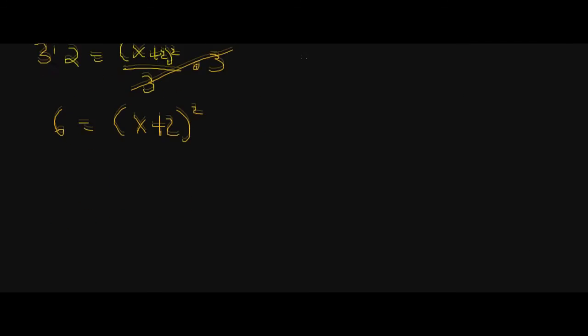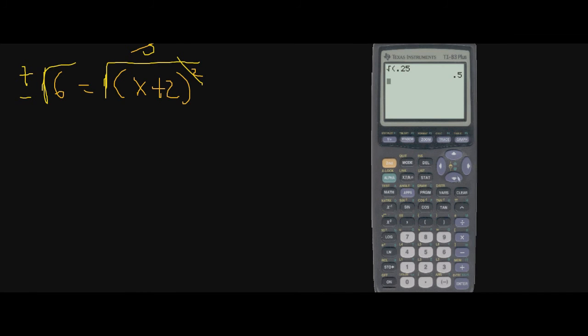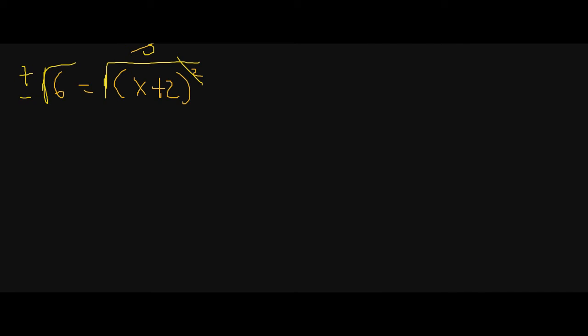Okay. Now that we've done that, we can go ahead and get rid of the square, which means we're going to take the square root. Don't forget, when we take the square root, we always have to do the plus or minus. So boom, cancel that out. Now let's go ahead and do that. The square root of 6 will probably be a decimal answer. 2.449, so I'll just do 2.45 just to be easy. So we're going to get plus or minus 2.45 is equal to x plus 2.